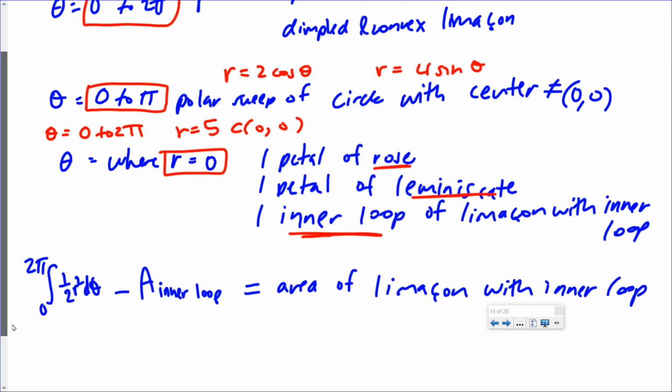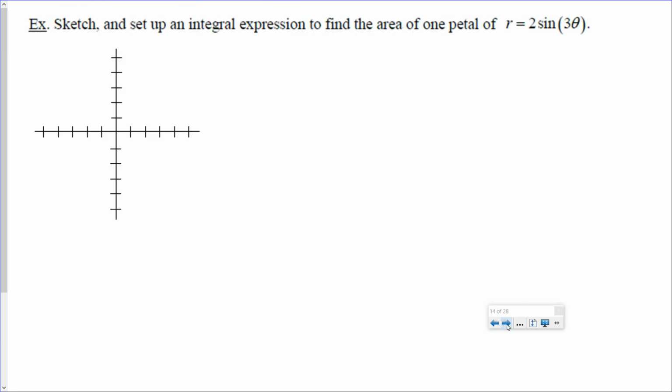And then finally, if you wanted the area of a limaçon with an inner loop, you actually have to subtract the area of the inner loop, and we'll talk about that in a second too. So you may not totally get that right now. Let's go ahead and look at this problem here, your second problem.